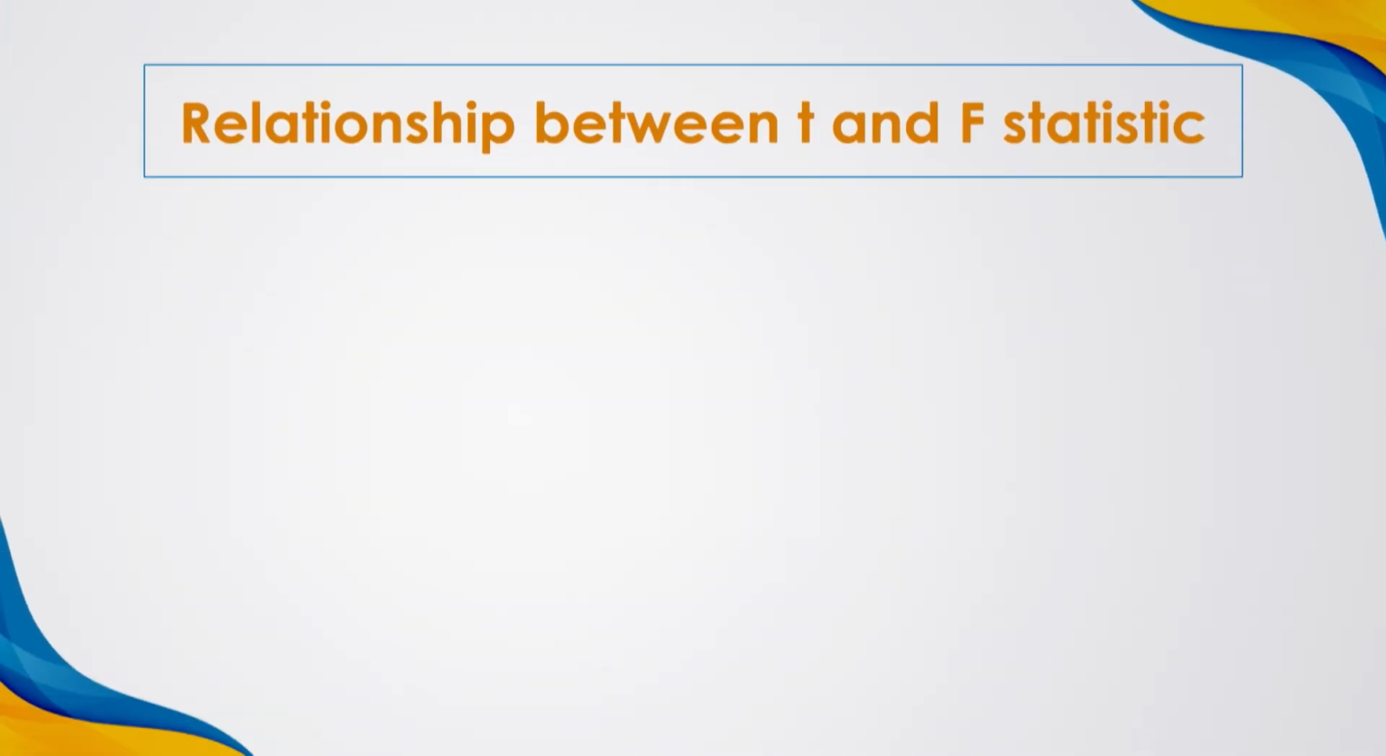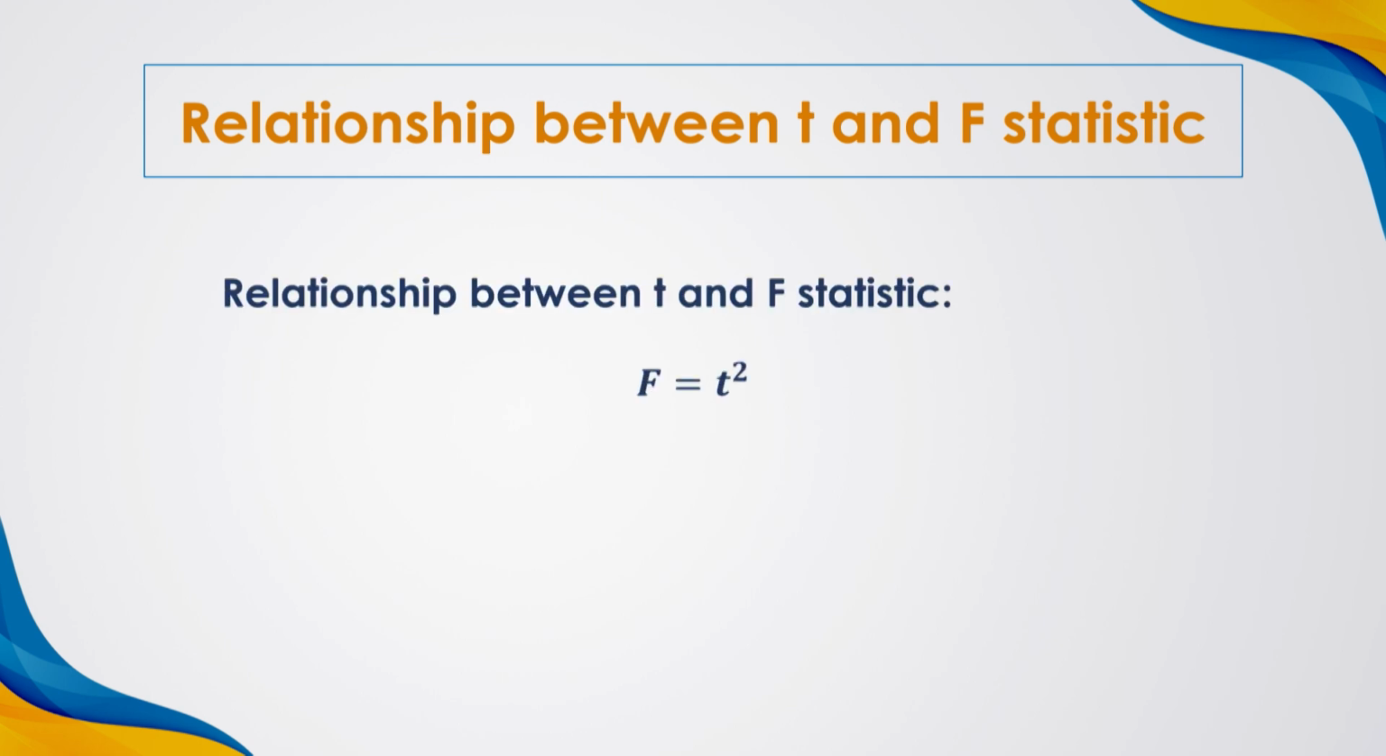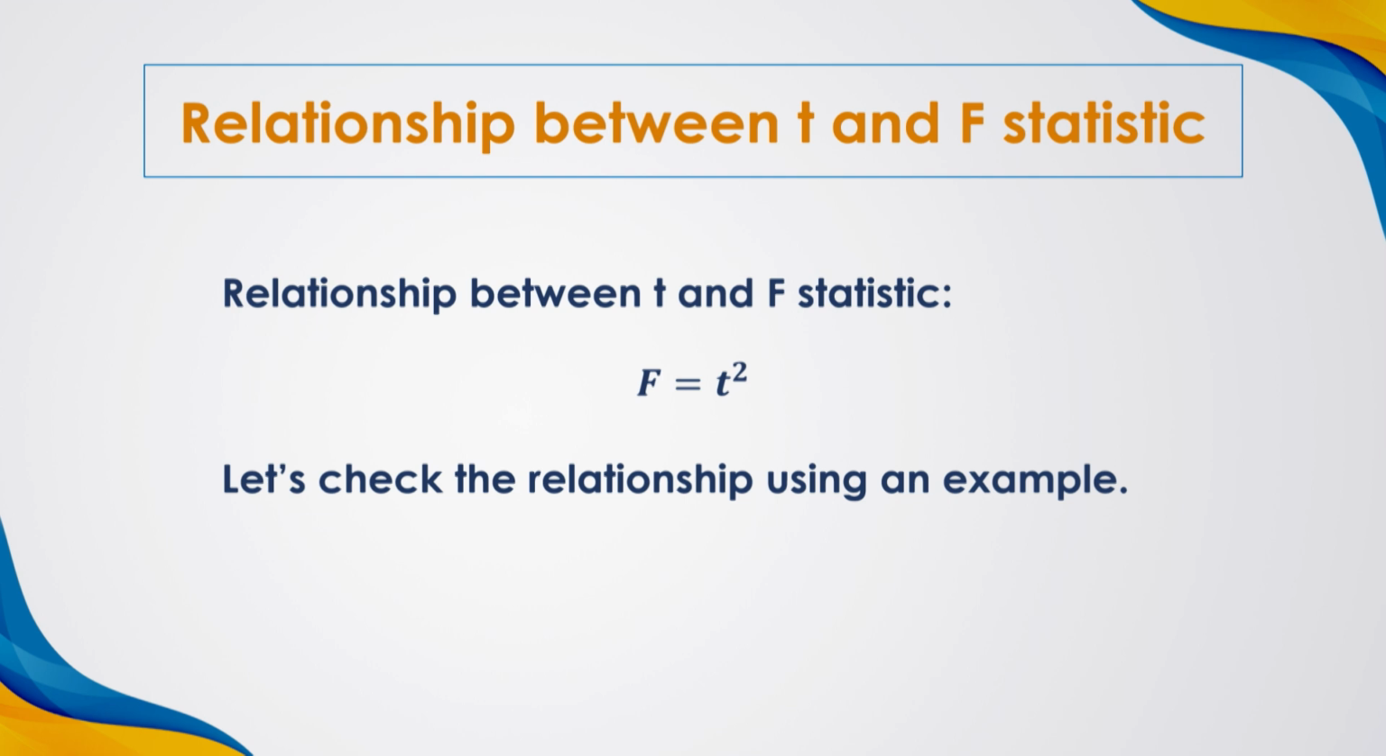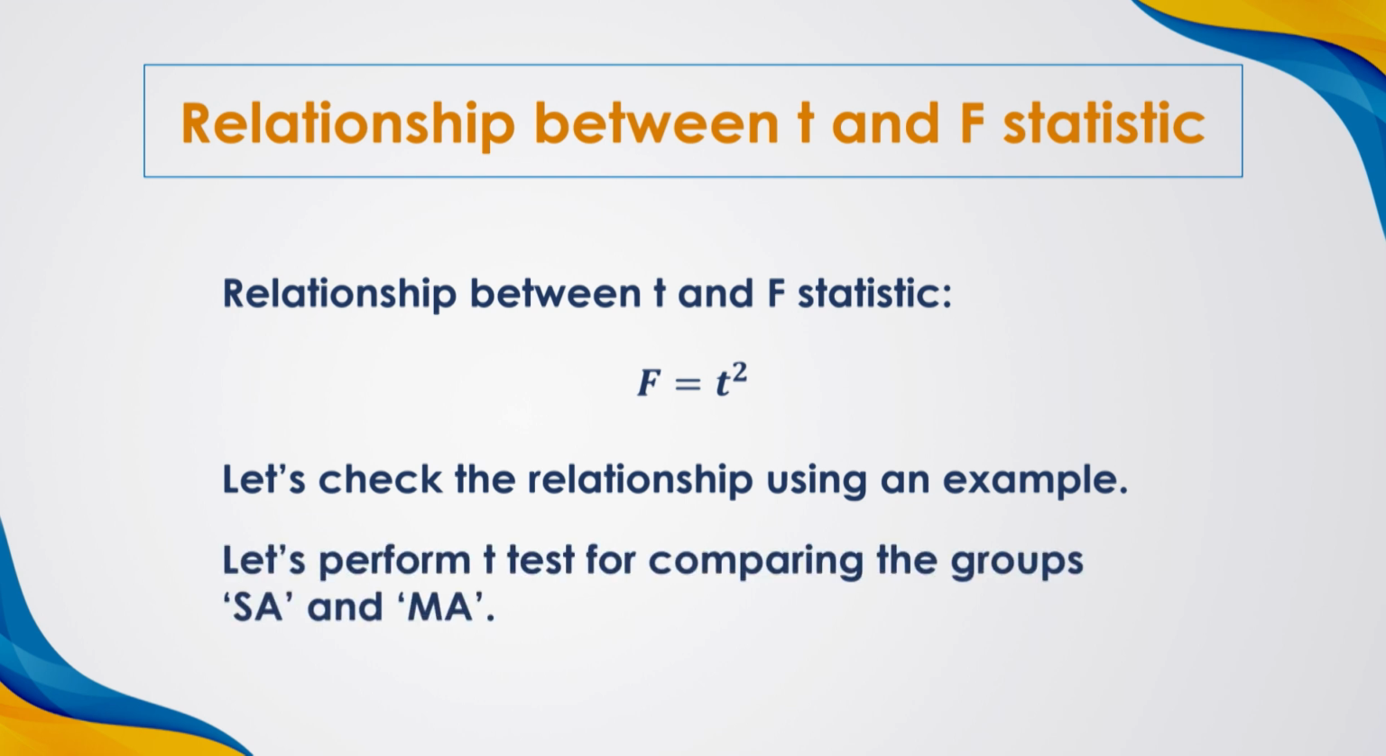Let us understand the relationship between T test and F test in terms of the test statistic. The relationship between T test and F test is F is equal to T square. Let us check the relationship using an example. Let us perform the T test for comparing two groups. In the case scenario we are discussing, there are three groups. Now, we will restrict to two groups because we are going to show that the T test is similar to one-way ANOVA when the number of groups is 2.